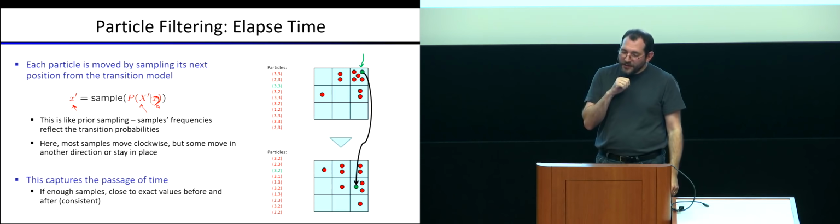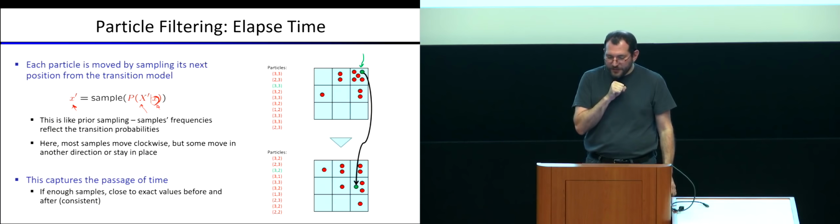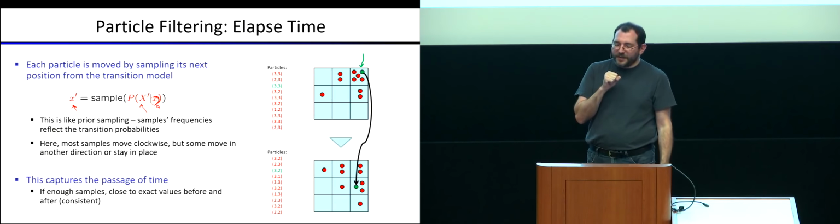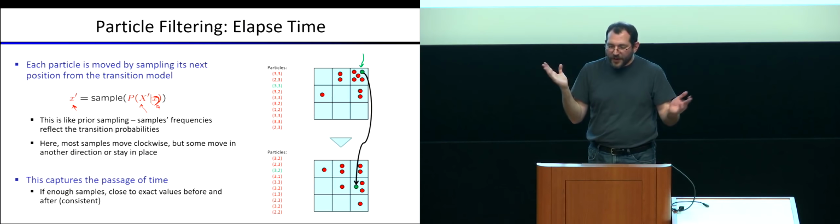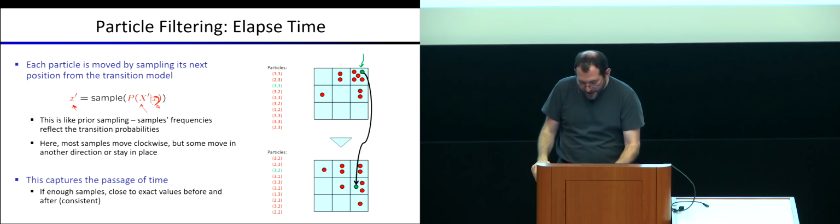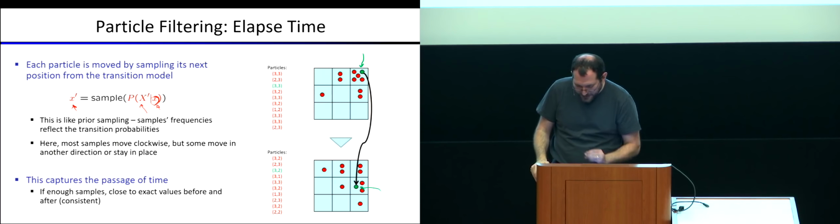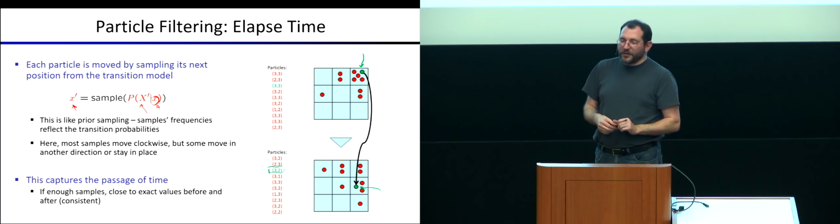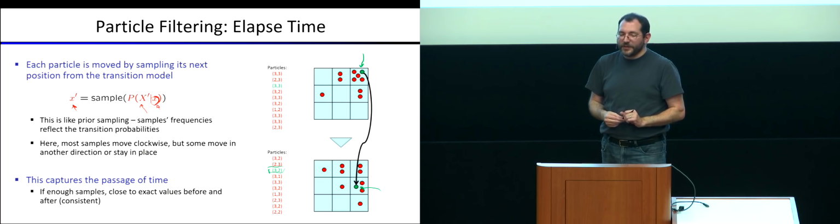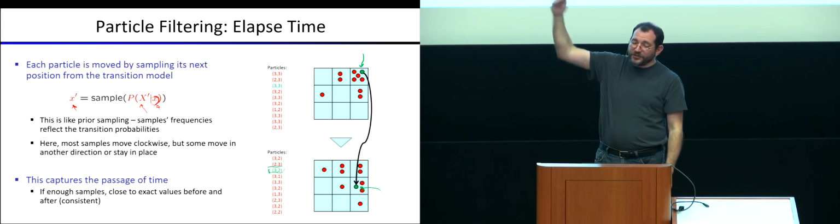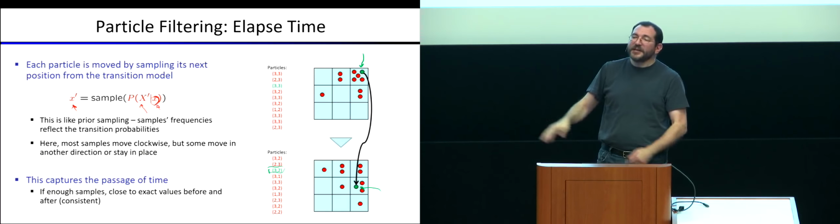And it'll say, well, 60% of the time they go to the square below, and 20% of the time they go to the square below and to the left, or whatever it is. And then I'll flip a coin, and maybe it goes to the square. That particle will be replaced by a new particle at this newly sampled position. So each particle before turns into a particle after. And each one takes its own journey.